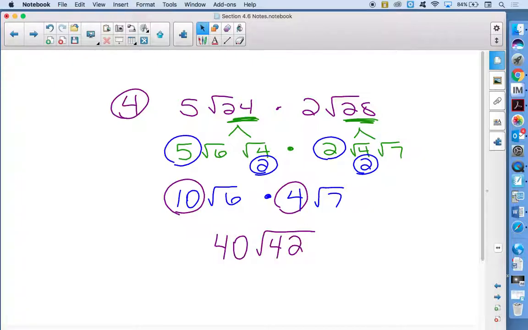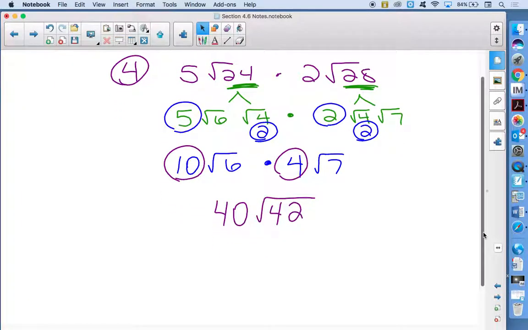And then the last question you have to ask yourself is, can there be a value that goes into 42 yet as a perfect square? So does 4 go into it? 9, 16. Does 16 go into 42? So then you would be simplified.